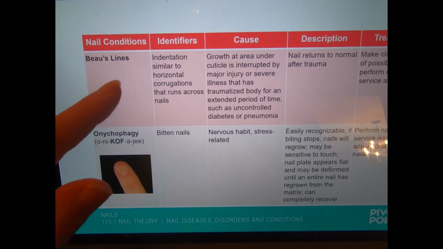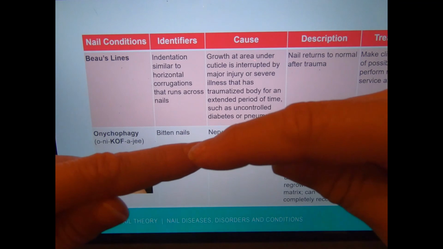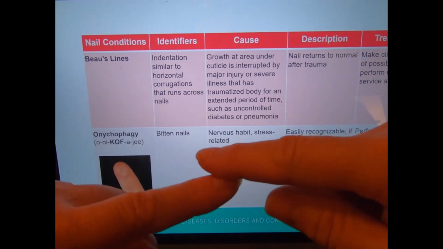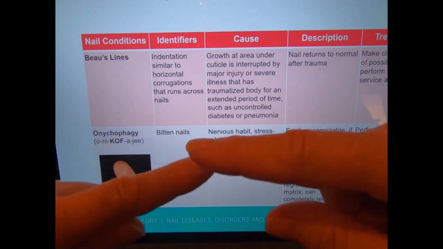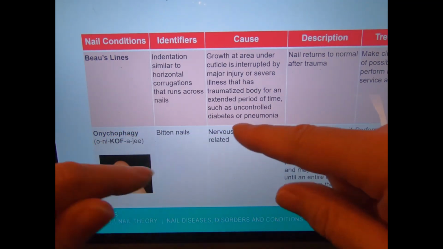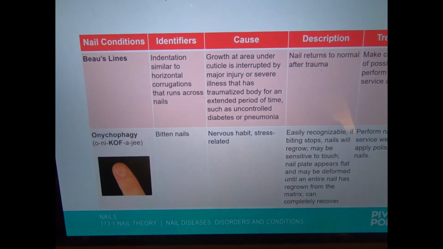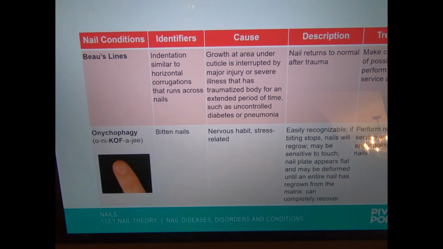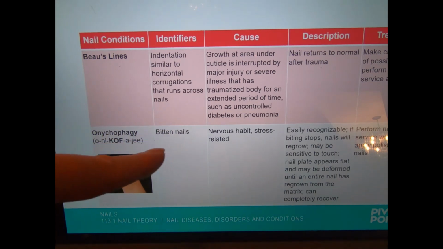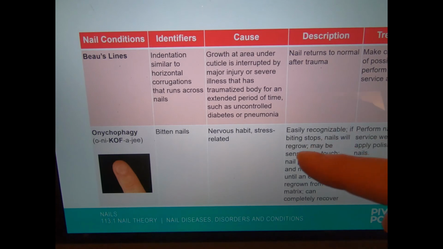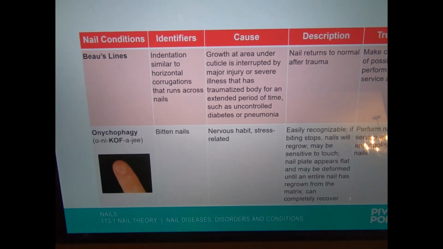Beau's lines, okay, similar to horizontal corrugation, so it goes this way. I don't know why they don't have a picture there. There's a trauma or illness, and it says uncontrolled diabetes or pneumonia. Nail returns to normal after trauma. Okay, onychophagy, if we chop our nails off, we bite them off with our teeth. Okay, so it's just a nervous habit. So get people in getting their manicures, maybe transition them into acrylic nails, and that will quickly stop that habit.